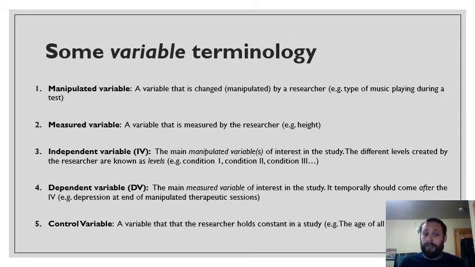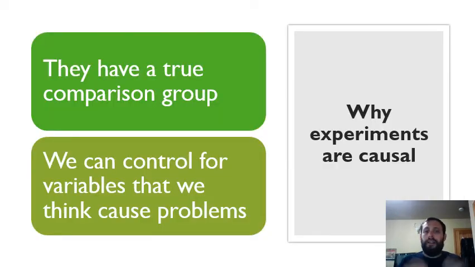One oftentimes used research control variable that a researcher will utilize is something like age. They'll make sure that everyone has the same age or age range within their study. Now, the beauty of experiments is that they're actually causal. We can make causal claims because we have an experimental study.